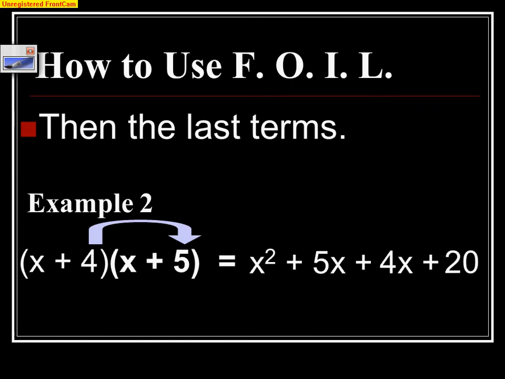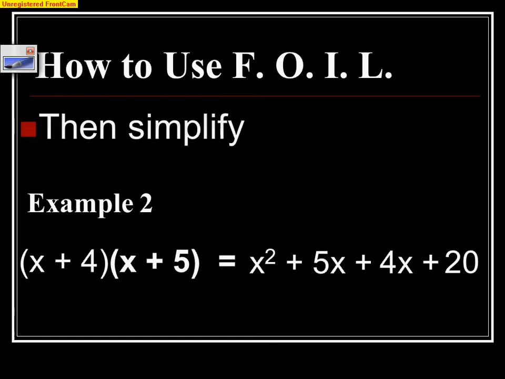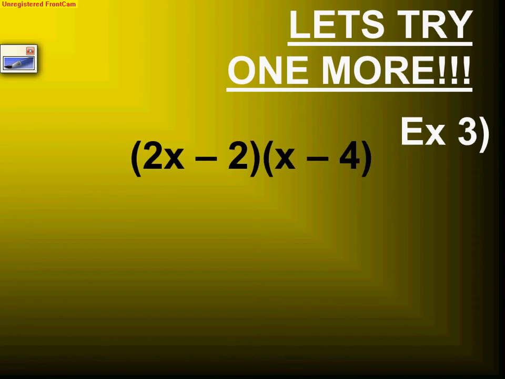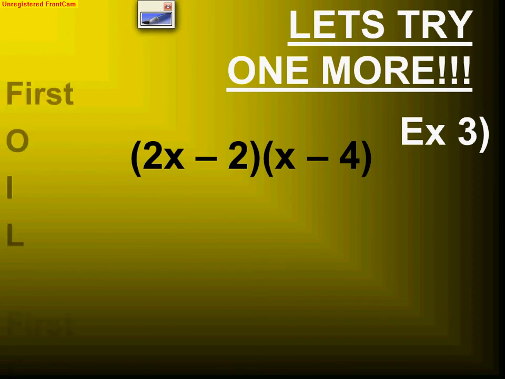Now, we know that that's not our final answer because we have like terms that we can combine, so we simplify this. When we combine our like terms, we find that 5x plus 4x is 9x, so our answer is x squared plus 9x plus 20. Alright, I would like you guys to go ahead and try this example on your own. 2x minus 2 times x minus 4. After you tried that on your own, let's do this together.